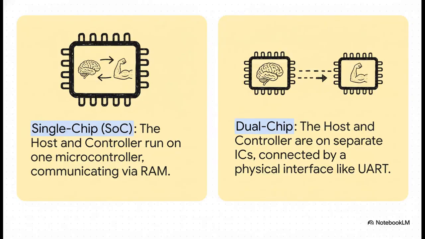Now, because of this clean separation, we get some amazing flexibility. You can run both the host and the controller on a single chip, a system on chip, where they just talk to each other inside the chip's memory. Or, and this is where things get really interesting, you can put them on two totally separate chips. They're just connected by a simple interface like a UART. This dual chip setup is a total game changer.